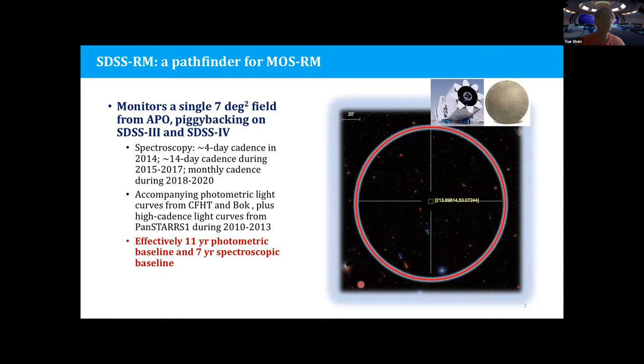Now, in terms of the photometry, which we use to sample the continuum variations, we have acquired photometric light curves from the CFHT and the Bok telescope from Steward Observatory. We also chose a field to coincide with a Pan-STARRS Medium Deep Field, which already had 3 or 4 years of high cadence imaging light curves from Pan-STARRS1 during 2010 to 2013. So the total photometric baseline is 11 years if you add in the Pan-STARRS light curves, and 7 years for the spectroscopic baseline. It really represents a good data set to evaluate the feasibility and potential of a MOS-RM program.